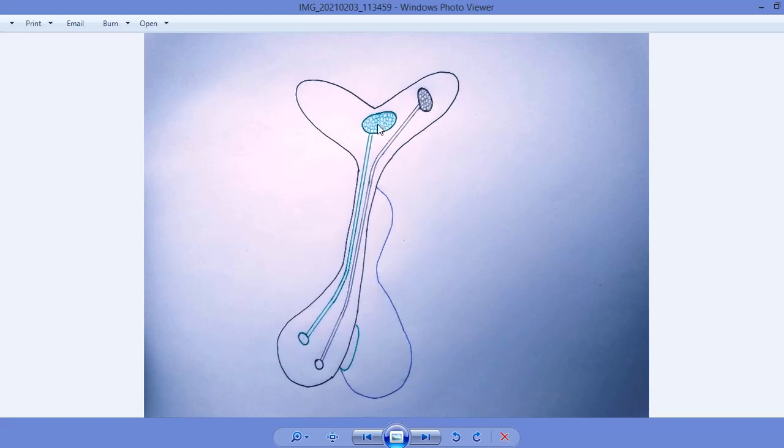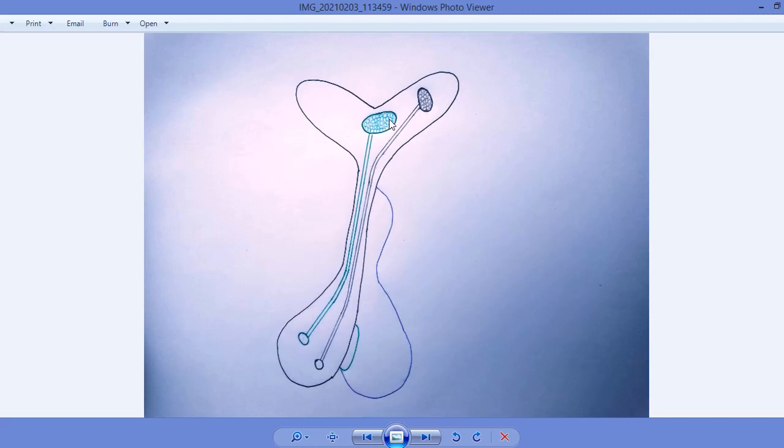As we know that a nucleus is a collection of cell bodies, both of these nuclei represent a collection of cell bodies. The paraventricular nucleus contains the cell bodies which are responsible for the synthesis of oxytocin, while the supraoptic nucleus contains the cell bodies which are responsible for the synthesis of vasopressin, also called antidiuretic hormone.